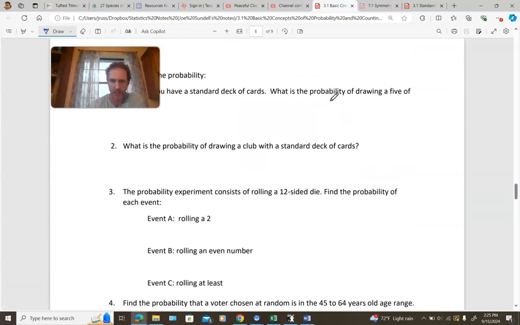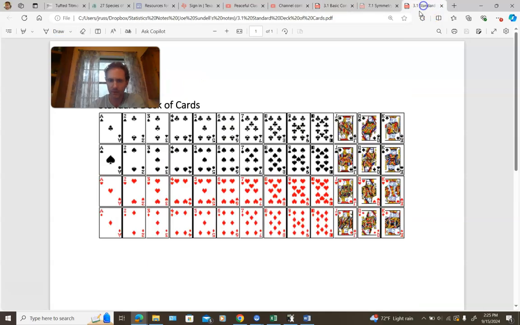Okay, so that's a standard deck of playing cards. So we're going to try to find some probabilities. It says, assume that we have a standard deck of cards. What is the probability of drawing a 5 of hearts? Well, if you look right here, guys, 5s are in this column, and the 5 of hearts is right here, and there's only one. There's only one 5 of hearts, okay?